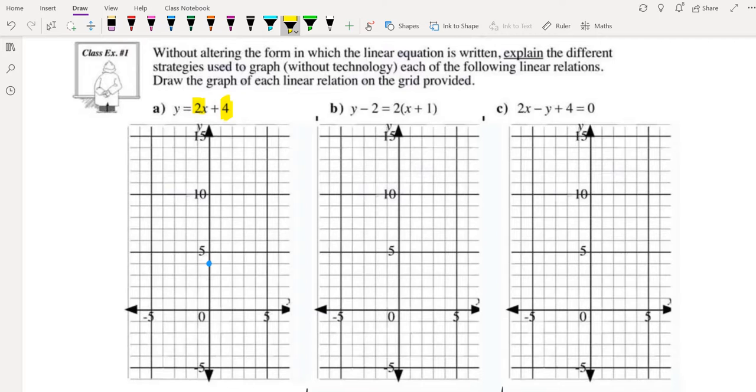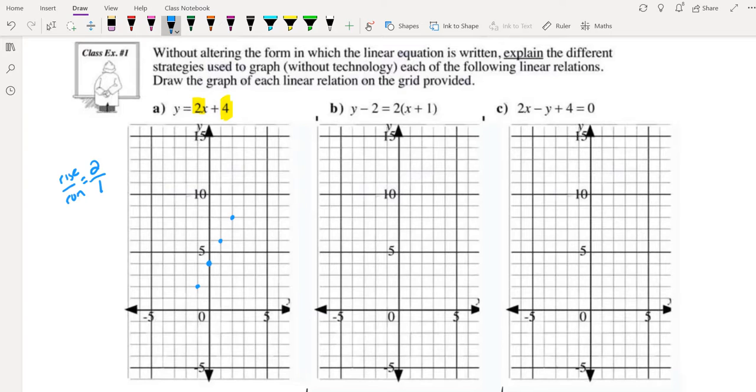Our slope is 2. In other words, it is 2 over 1. Our slope is rise over run. This means the next point is going to have a rise of 2 and a run of 1. So we're going to go up 2 over 1. And you can continue this trend. We can go up 2 over 1. Or we can actually go the other way. We go down 2 to the left 1.